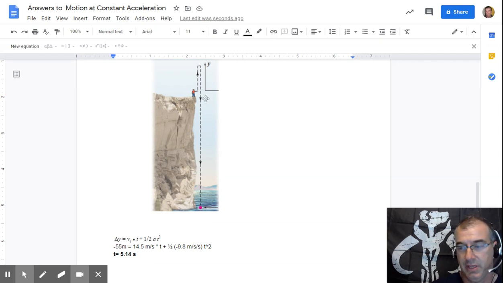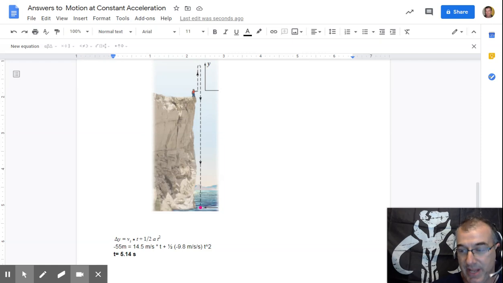Now, again, the trick in this is making sure that my positives and negatives are right; every number can't be positive in this case. So the object is 55 meters lower than where it started. That's why I see a negative 55 there. It is initially thrown in the upward direction at 14.5 meters per second, so that is a positive value. And the acceleration due to gravity, we know, is negative 9.8 meters per second squared.